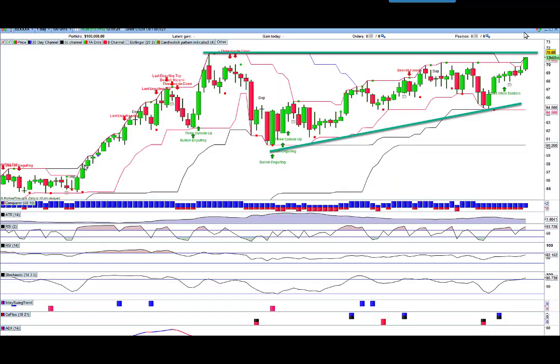Now let's take a look at the short-term picture. You can see the ascending triangle here. We're very close to breaking out. I think that's the main thing we want to look at on here. Some of our other indicators like Conquer have not turned bullish. Coflex has turned bullish.